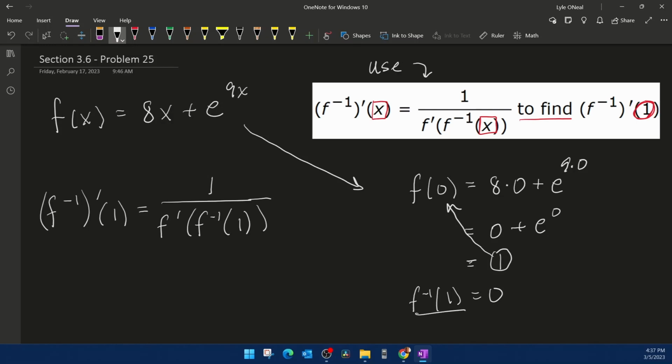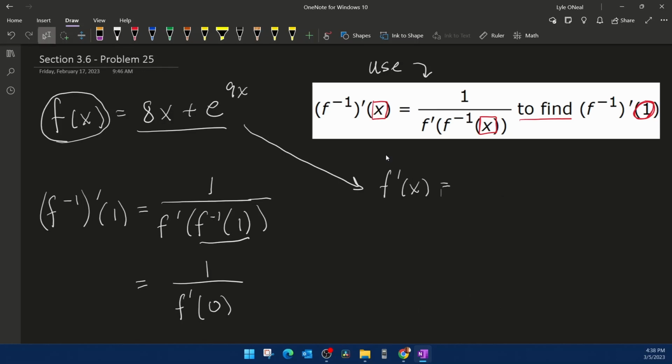And so now I know that the inverse of 1 is 0, and I can substitute into this formula. That's going to be 1 over the derivative of the function evaluated at 0. And now to finish this out, I am going to need to find the derivative of my original function. And here we go. The derivative of 8x is 8. The derivative of e to the 9x, remember we have to take the derivative of the exponent first, and then it's just going to be e to the 9x again.